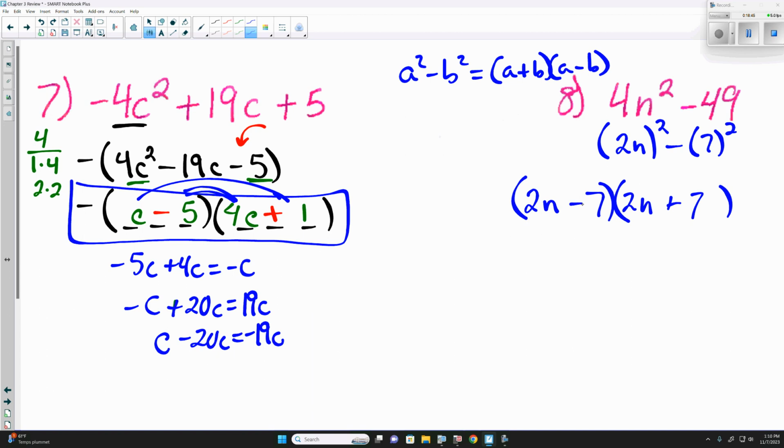And even if we went through our steps of factoring, it still works the same. It's just our third term is now negative 49 because the middle term is 0, 0n. And if we wanted to check and make sure we got this right, 2n times 7 is 14n. Negative 7 times 2n is negative 14n. And 14n minus 14n is 0. So our middle term simplifies out. Questions on this here?